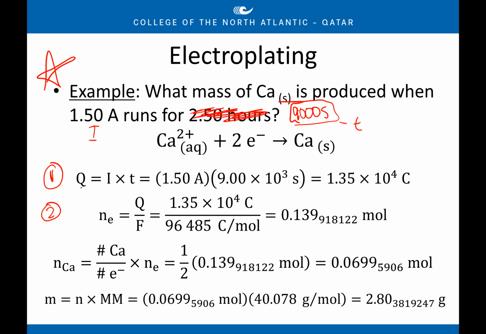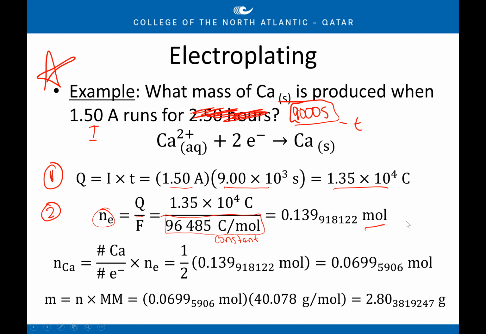So, okay, step 1, Q is equal to my amps times my time. So it's 1.5 amps times 9,000 seconds. I get my charge. No problem. Now I want to find the moles of electrons. So moles of electrons is Q over F. Okay, so my Q is 1.35 times 10 to the 4 coulombs. Now remember, F is a constant. Okay, equals 0.139 moles. That's step 2.